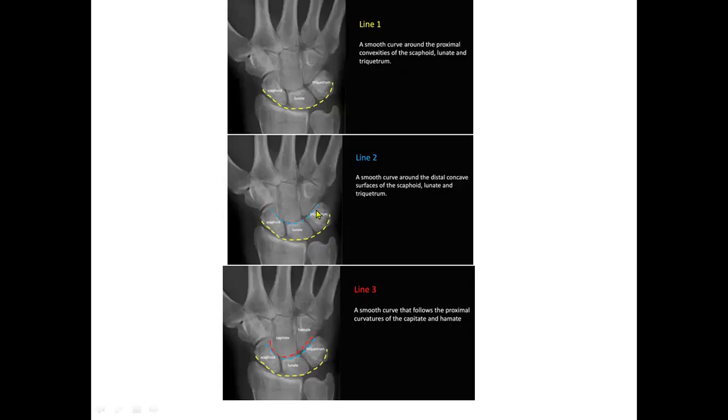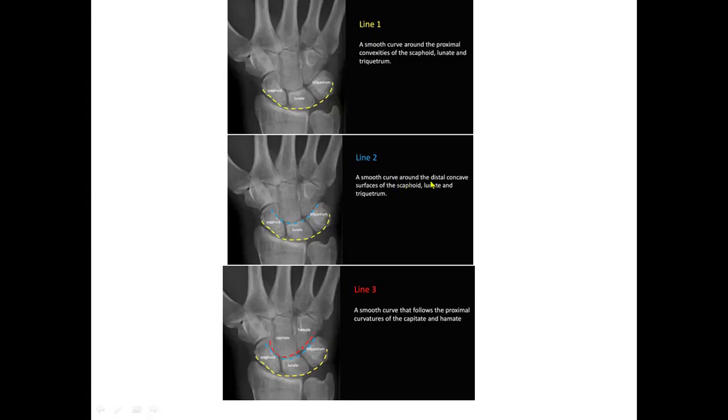On the other hand, if we look at the second line, again we look at three bones. This is the triquetrum, the lunate, and the scaphoid. So the second line of the Gilula is related to the concavity of these three bones, so a smooth curve around the distal side. This is the proximal curve. This is the ulna, this is the distal radius, and this is the proximal boundary of the proximal row. This is the distal boundary, the distal side of the proximal carpal row.